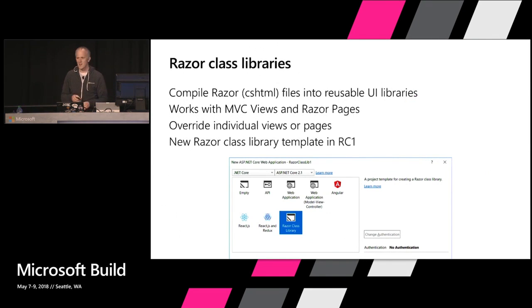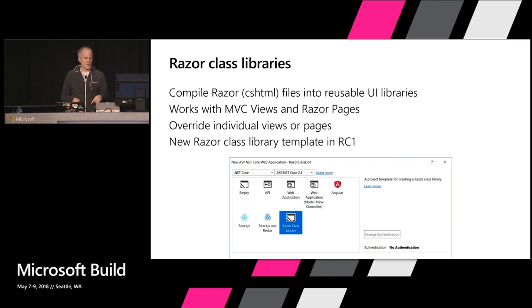Well, let's go take a look at Razor class libraries now. So Razor class libraries are a way for you to take some UI that's implemented as an MVC view or Razor page, compile it into a class library that you can then share and reuse. It works with views and Razor pages, and you can override any of the views or pages that are in that library from your application. So you're not stuck with whatever the person who built that library originally designed. You can tweak it, you can change it, you can mess with it.